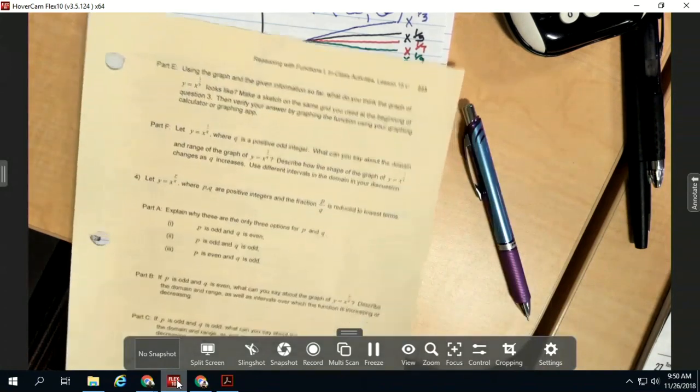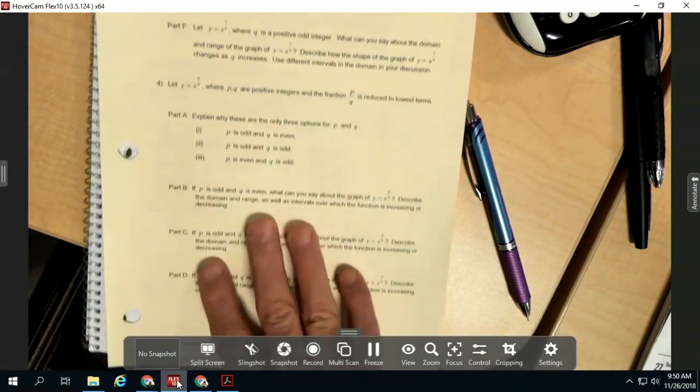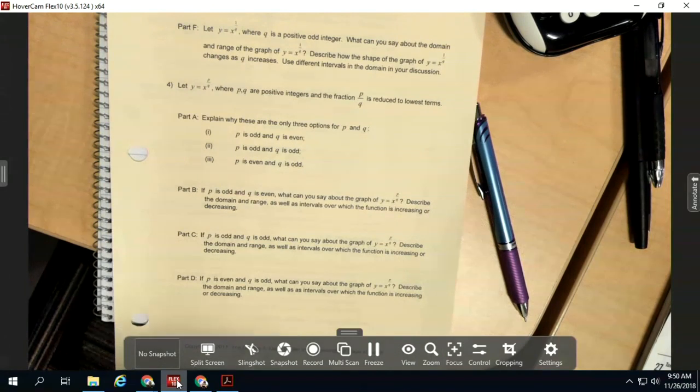Page 2, 23. Let y equal x to the p over q. P over q is in its lowest terms. Explain why there are only 3 options, it says. If the 3 choices are P is odd, Q is even, P is odd, Q is odd, P is even, Q is odd. Why isn't there one more choice? What would the one more choice be?